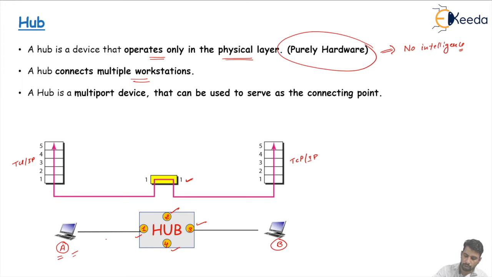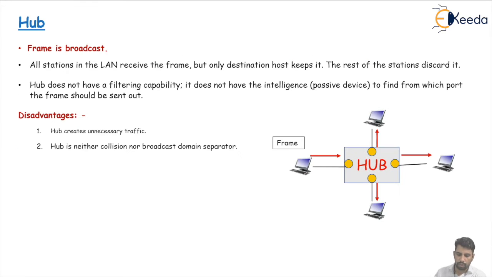Here, device A is connected through port number 1, and device B through port number 3. We can also connect one more device here. A hub is mainly a multi-port device, and the devices communicate with one another. That's why we say a hub connects multiple workstations or devices, and it acts as a connecting point. Let's see more about the hub.